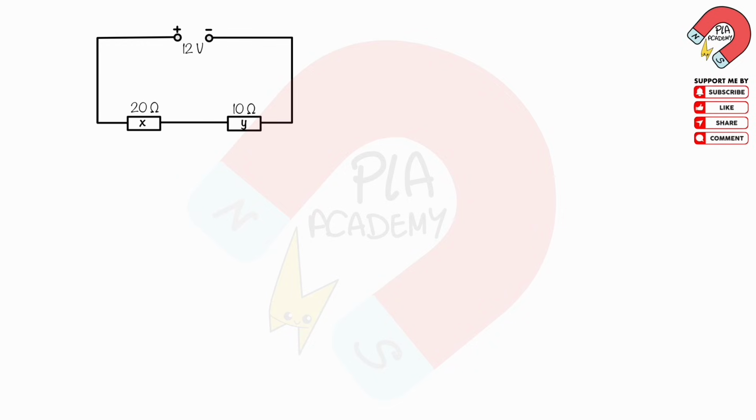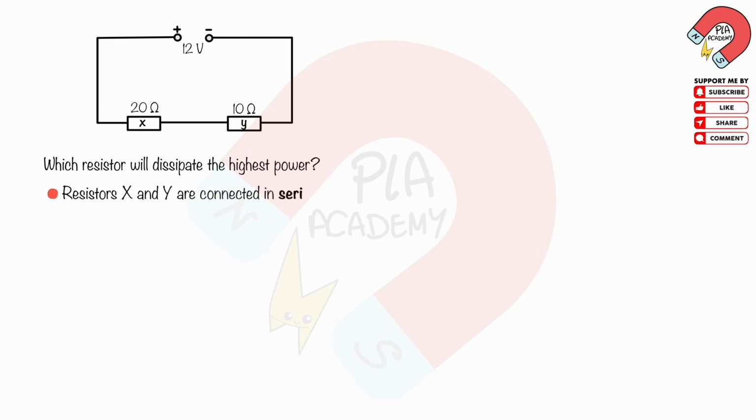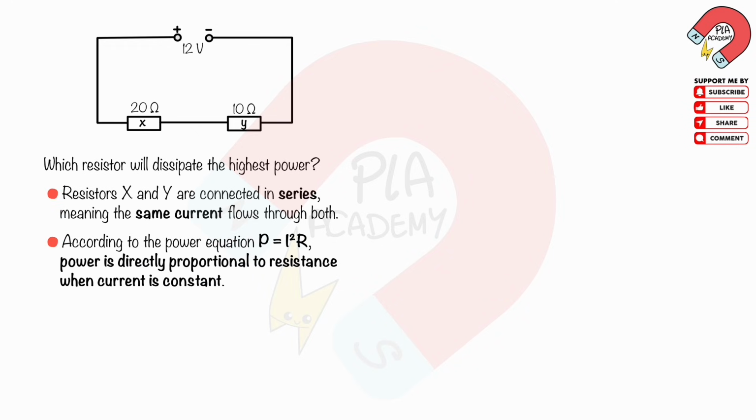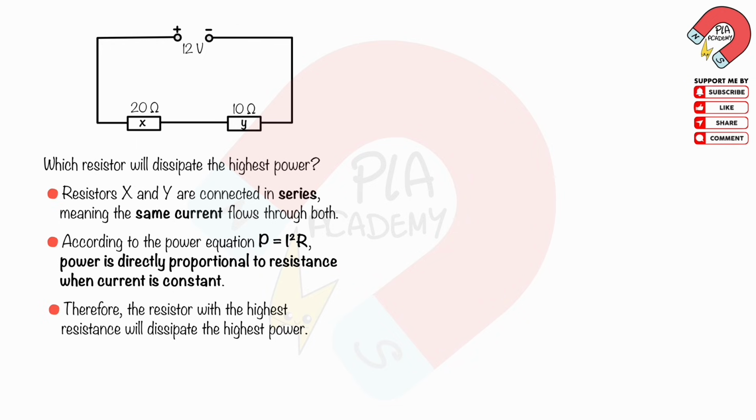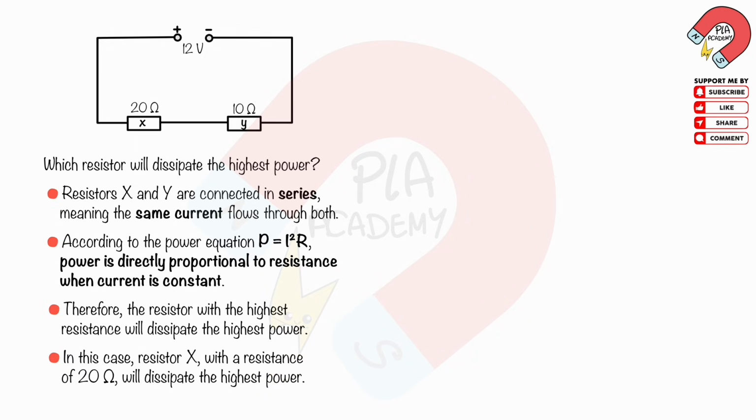2 resistors, 20 ohms and 10 ohms, are connected in series to a 12-volt power supply, as shown. Which resistor will dissipate the highest power? Resistors X and Y are connected in series, meaning the same current flows through both. According to the power equation P equals I squared R, power is directly proportional to resistance when current is constant. Therefore, the resistor with the highest resistance will dissipate the highest power. In this case, resistor X, with a resistance of 20 ohms, will dissipate the highest power.